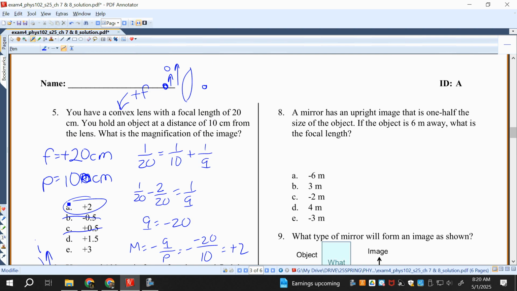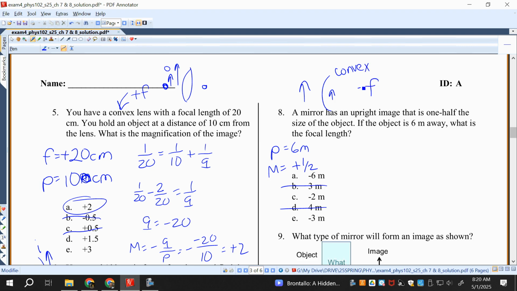The mirror produces an upright image that is 1/2 the size of the object. All right, so again, that's a convex mirror. The object is 6 meters away. The magnification I know is positive 1/2. By the way, I also know that the focal length of this mirror is negative, so I can get rid of B and D because it's a convex mirror.